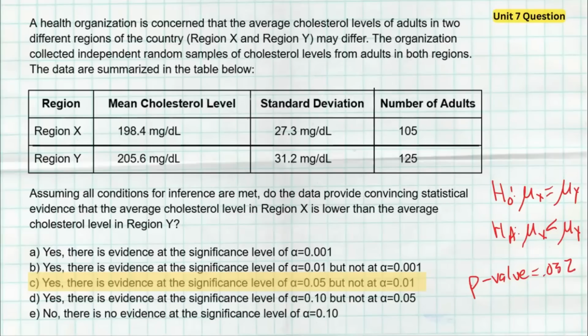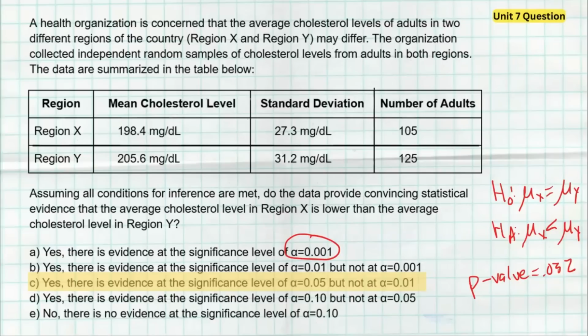So this is where we've got to be a little bit careful. If our alpha level is 0.001, we would obviously not reject the null. Our p-value is not below that, so A is wrong, because it says yes, there is evidence. No, not at an alpha level of 0.001. We would need to have a p-value less than that, and we don't. B says yes, there is evidence at the 0.01, but not the 0.001. No, that's also wrong, because again, even at a significance level of 0.01, 0.032 is not less.